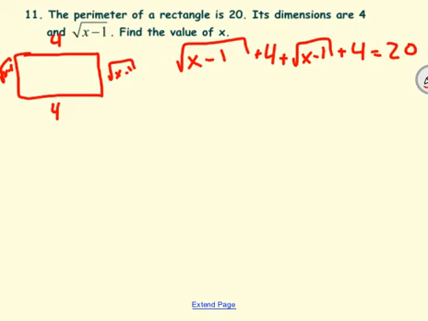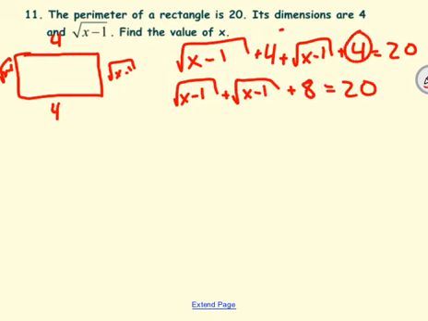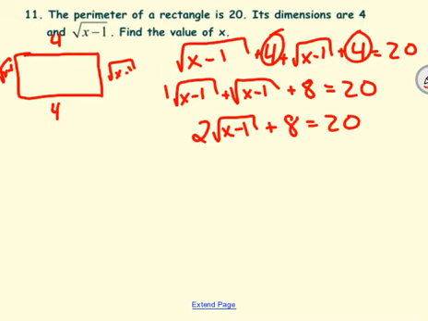Now, actually, if I have square root x minus 1 plus square root of x minus 1 plus 8 equals 20, notice I put these two together. When you can do that, 4 plus 4 is 8. So 1 square root of x minus 1 plus another 1 is actually going to be 2 times square root x minus 1 plus 8 equals 20. And then now this is something that we looked at. So perimeter is adding all of them up all the way around. So I started that in that top line here.